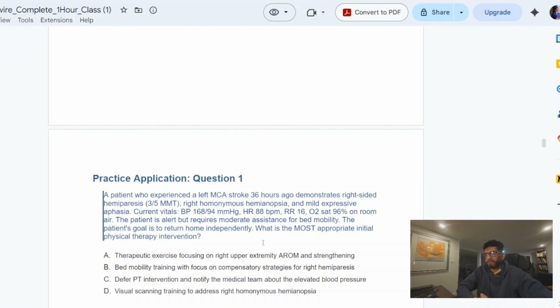Right. So when you read this question, you are using this technique on solving this issue. So there's four options. Let's see. A, therapeutic exercise focusing on right upper extremity active range of motion and strengthening; or B, bed mobility training with a focus on compensatory strategy for paralysis; or C, defer PT intervention and notify the medical team about the elevated blood pressure; or D, visual scanning training to address the right homonymous hemianopia.